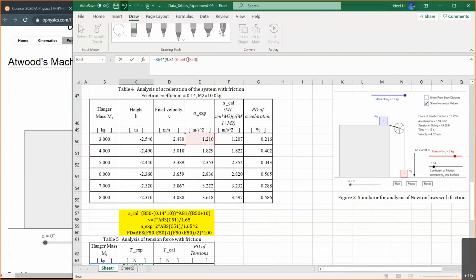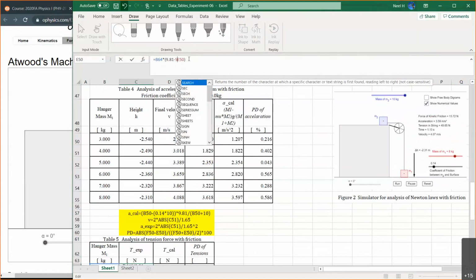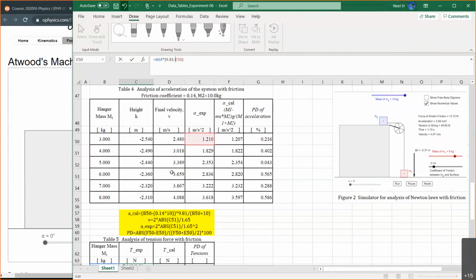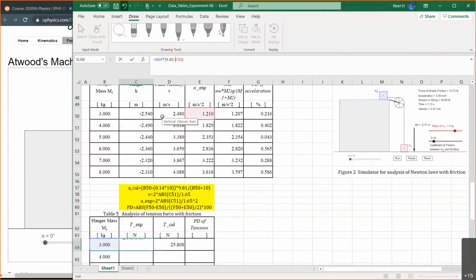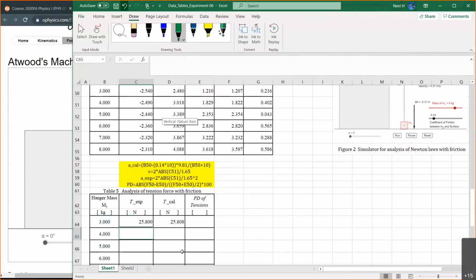Question: why do I have this term here, sheet? Or I click on the previous sheet. That's why. If you click in a different sheet, please make sure you check these functions again. That might be reading something extra. Now I have the right answer. Okay.